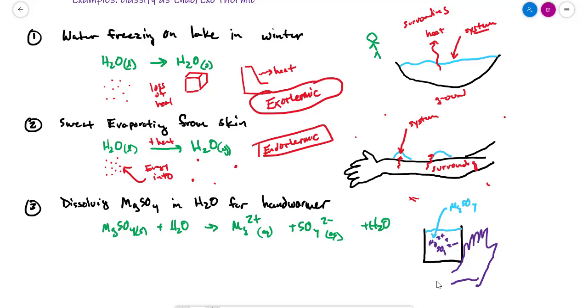If this is a hand warmer, then the system is again going to be the chemical system. So it's the magnesium sulfate and water. The surroundings are going to be your hand and the universe, everything around it. If your hand is getting warmer, because this is a hand warmer, then heat is flowing from the system into your hand. So heat is being lost from the system, which means you're going from high to low. And if heat is being lost from the system, we're going to call this an exothermic type of reaction.